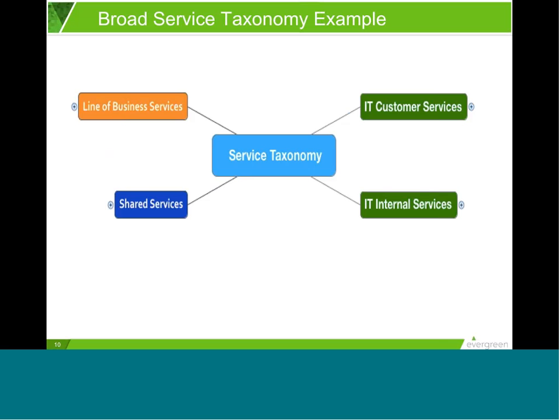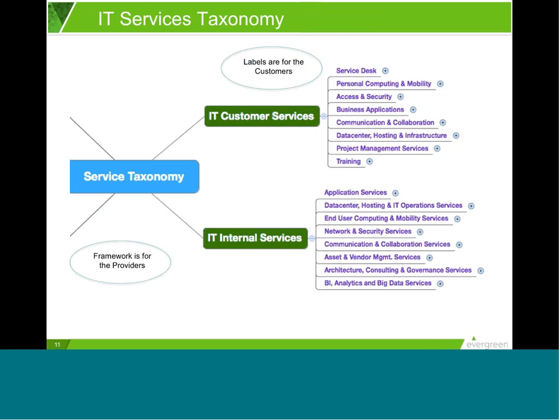The parts of the taxonomy are meant to be parts of a whole. If you look at this particular example, we've got 4 different areas. We've got line of business services, we've got shared services, and 2 different types of IT services categories. We break IT services into 2 groups, customer-facing and internal IT. You don't have to follow this convention, but these are often mixed together, which can confuse everyone.